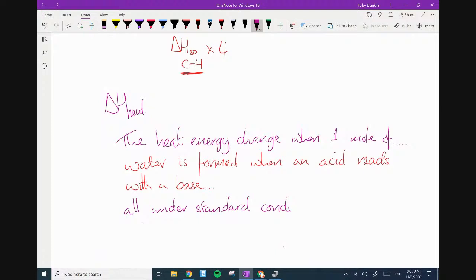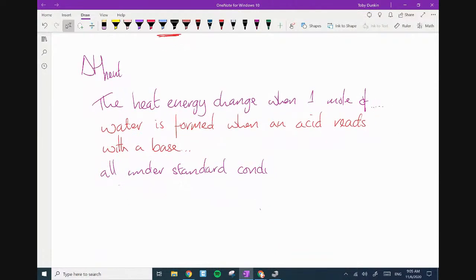Now, do we apply standard states here? No, they're all aqueous. All under standard conditions. But if we write it down as standard states, they will ignore it. I would probably, in my exam, not write that down because I know that it's not needed. Let's write an equation for it.